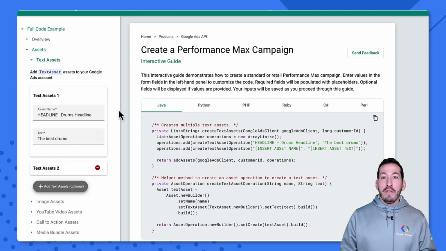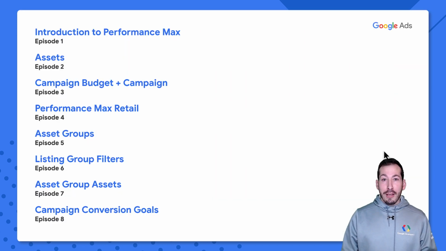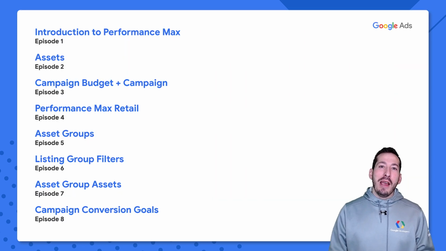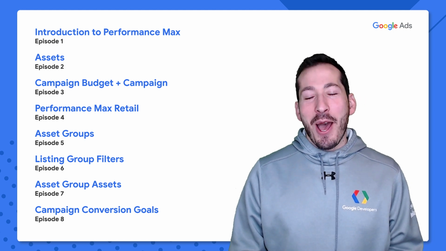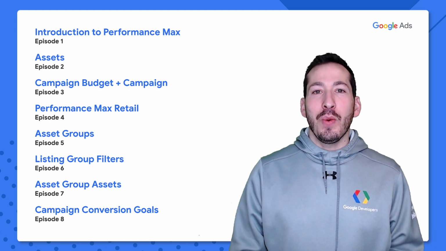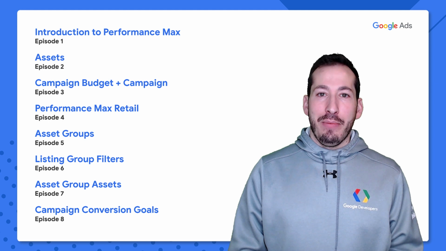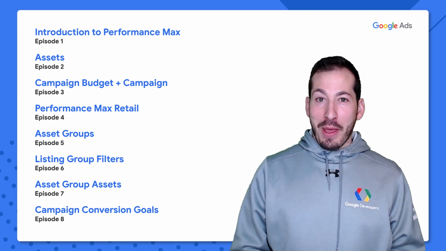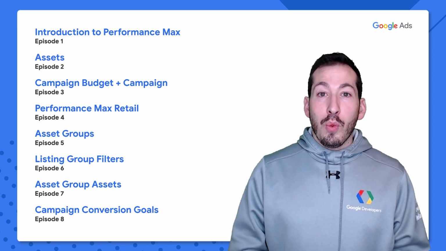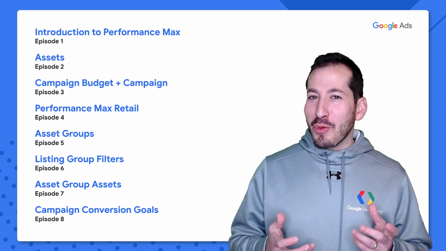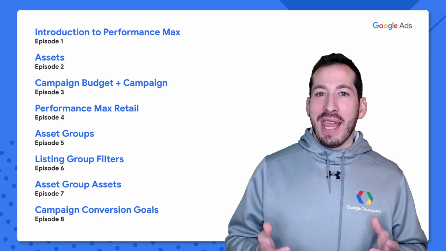Feel free to play around with this interactive guide and create all different types of assets. And by clicking on each one, you'll see the method signatures as well as the required inputs for each. All right, so with that, you're now a pro at creating assets. Hopefully you have enough knowledge to go ahead and create your asset library so we can go ahead and start creating our PMax campaign. Next episode, we'll start learning about that actual Performance Max campaign entity.